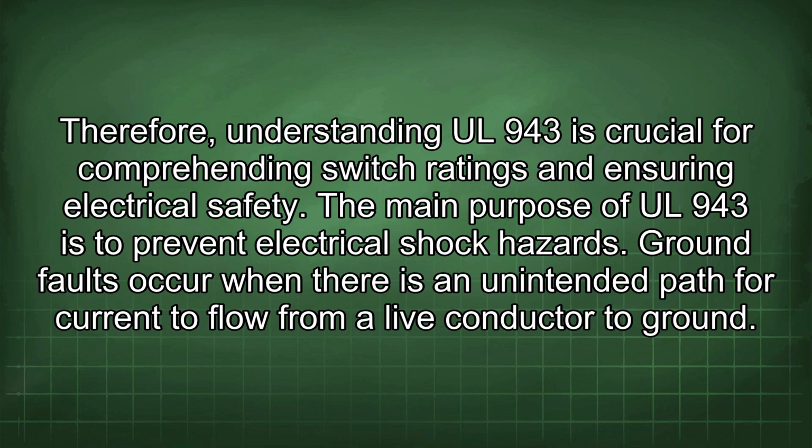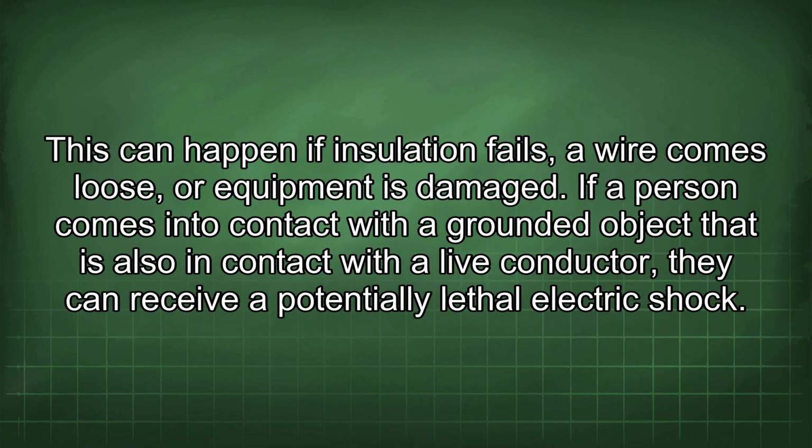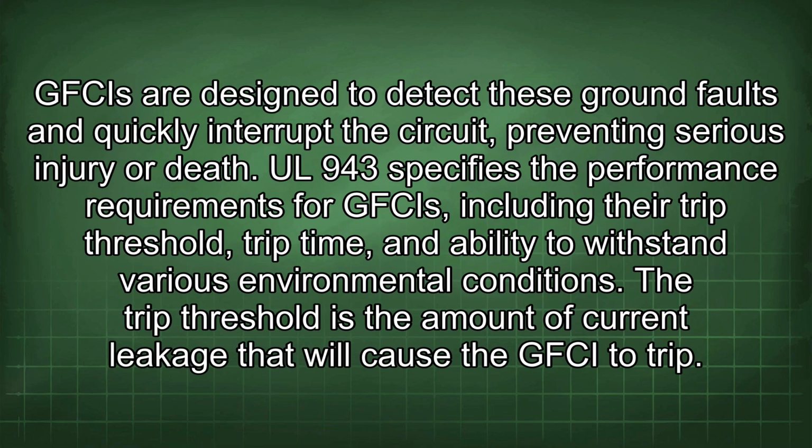The main purpose of UL 943 is to prevent electrical shock hazards. Ground faults occur when there is an unintended path for current to flow from a live conductor to ground. This can happen if insulation fails, a wire comes loose, or equipment is damaged. If a person comes into contact with a grounded object that is also in contact with a live conductor, they can receive a potentially lethal electric shock. GFCIs are designed to detect these ground faults and quickly interrupt the circuit, preventing serious injury or death.